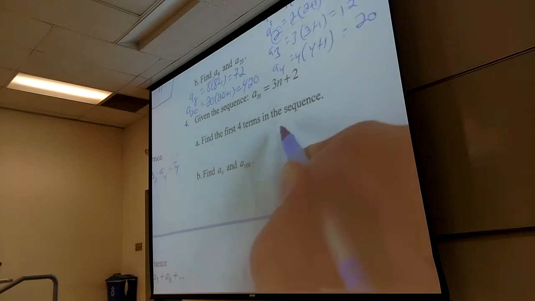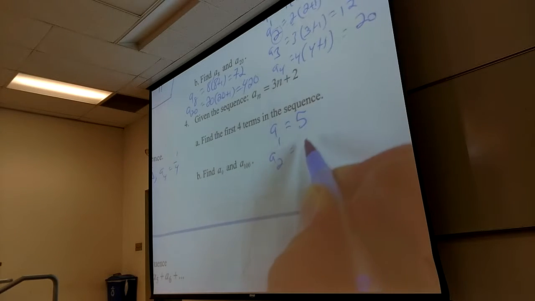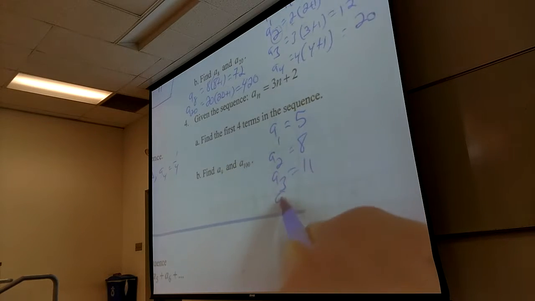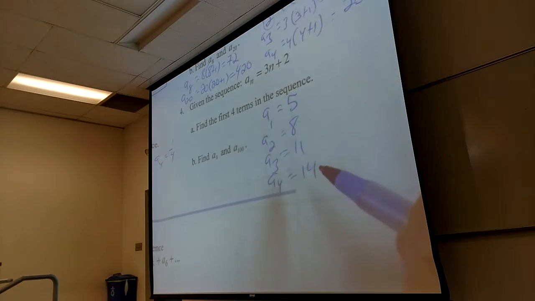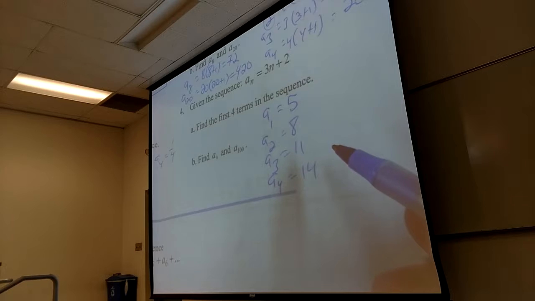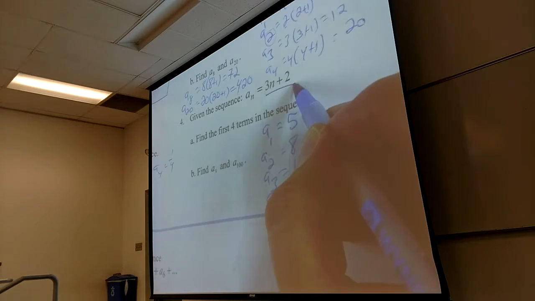Okay, so what's A1? 5. What's A2? 8. A3? 11. A4? 14. Now, can somebody just tell me in words the very quick way to express the pattern in this sequence? Just keep adding 3. Do you see how it was captured here?